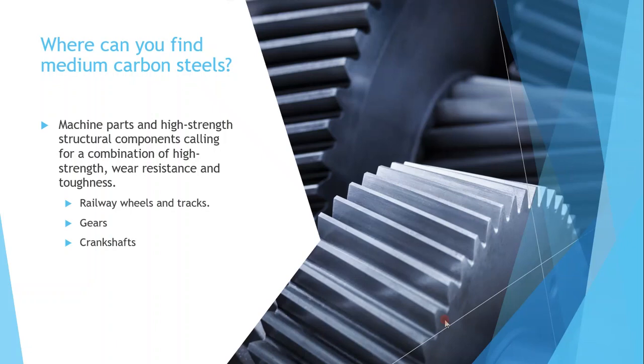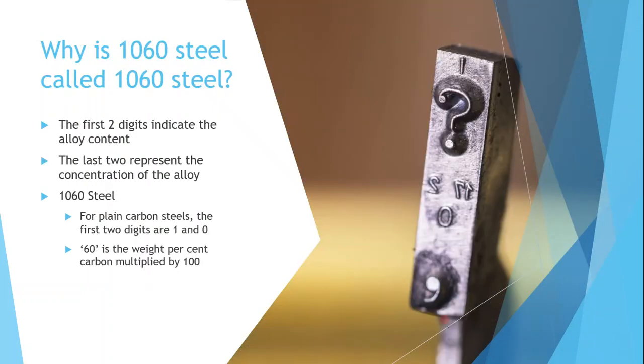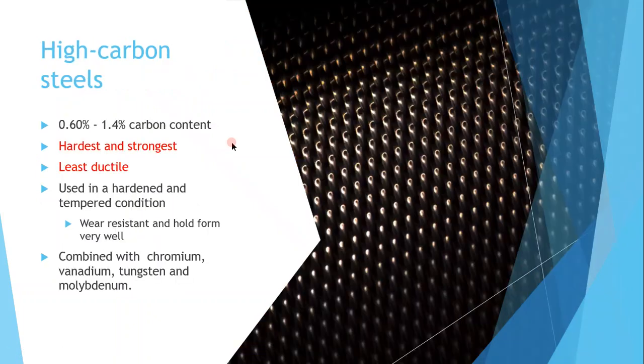So railway wheels and tracks, gears and crankshafts, usually where you find them. An interesting question I can hear you asking is, why is 1060 steel called 1060 steel? Well, the first two digits indicate the alloy content, and the last two represent the concentration of the alloy. So 1060 steel. For plain carbon steels, the first two digits are 1 and 0, and 60 is the weight percent carbon multiplied by 100. So 1060 steel is a medium carbon steel alloy.